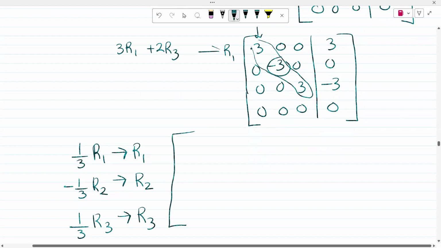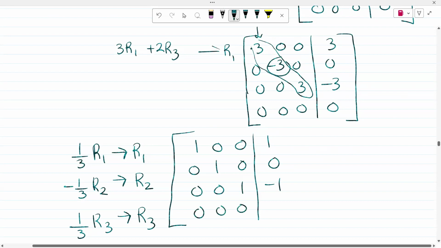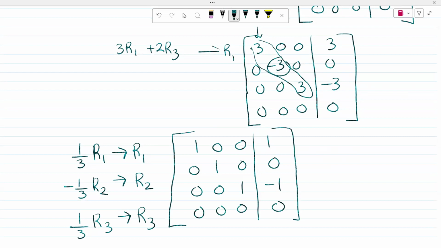Okay, so this would be 1, 0, 0, straight line 1. This would be 0, 1, 0, 0. This would be 0, 0, 1, -1. This would be 0, 0, 0, and 0. Okay, now we have it in our form. Right, we want the pivots to be all 1s, and we want everything below and above those 1s to be 0.